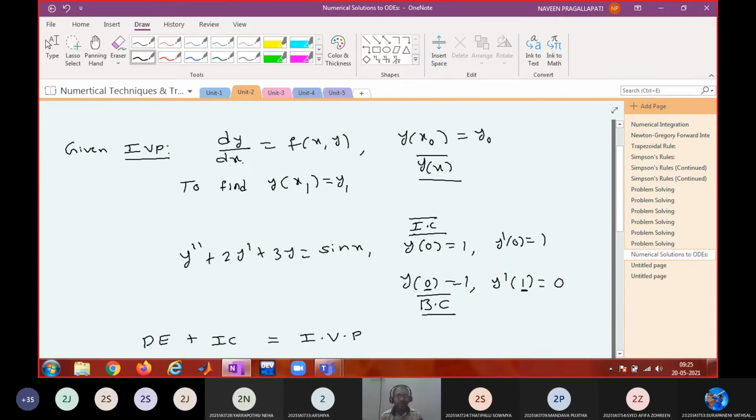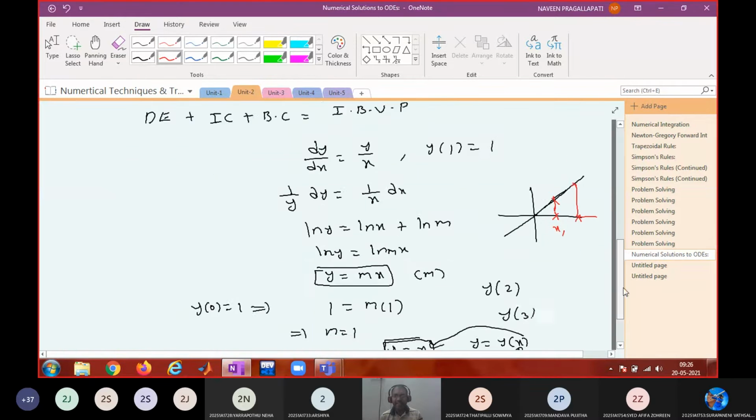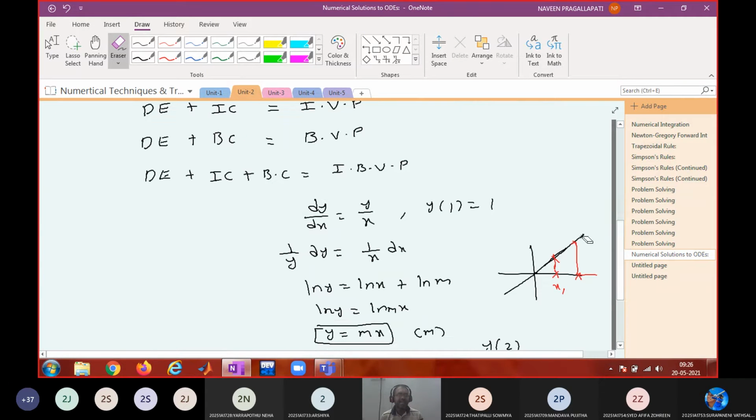But here we don't need the complete solution. We don't need y completely in terms of x. Our problem is to find the value of y at a given value of x1. That's it. I don't want the complete nature of this function. What I want is what happens when x equal to x1. Tell me this value. Or what happens when x equal to x2. Tell me this value. I don't need the entire solution y of x. That we are going to do mostly by applying different methods in these numerical techniques.